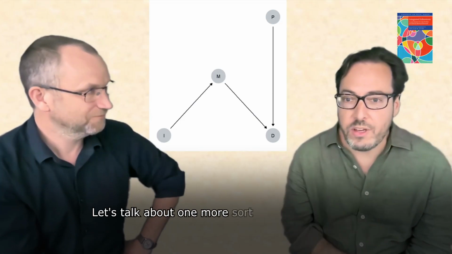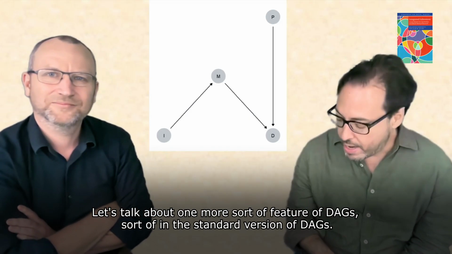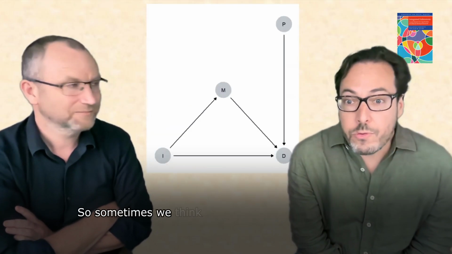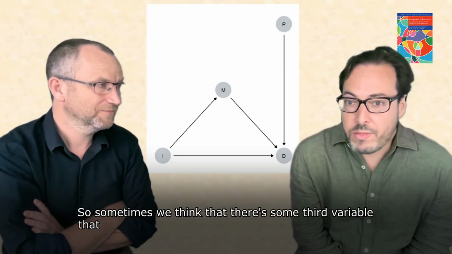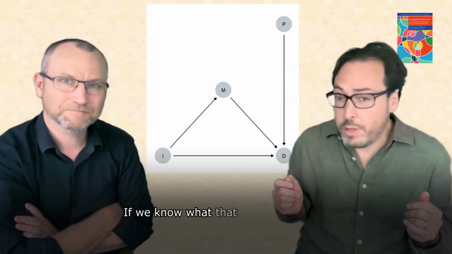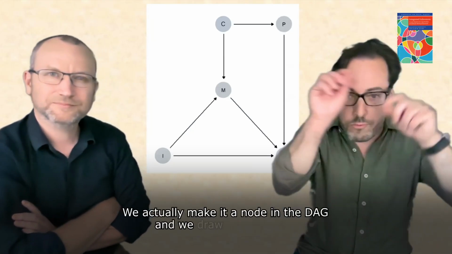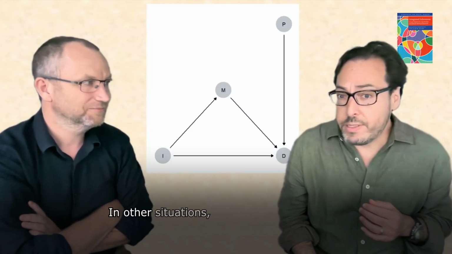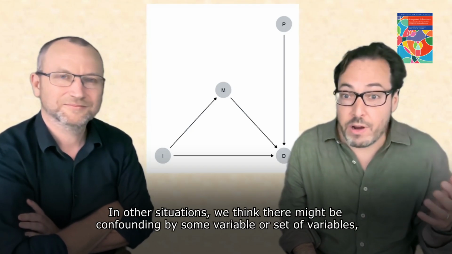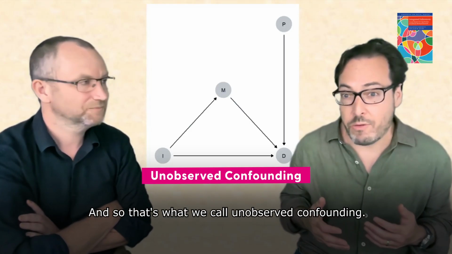Let's talk about one more feature of DAGs, in the standard version of DAGs. So let's think about confounding. Sometimes we think that there's some third variable that affects two other variables that we're interested in. If we know what that third variable is, then we include it in the DAG, right? We actually make it a node in the DAG and we draw those arrows. In other situations, we think there might be confounding by some variable or set of variables, but we don't know what that variable or what those variables are, right? And so that's what we call unobserved confounding.